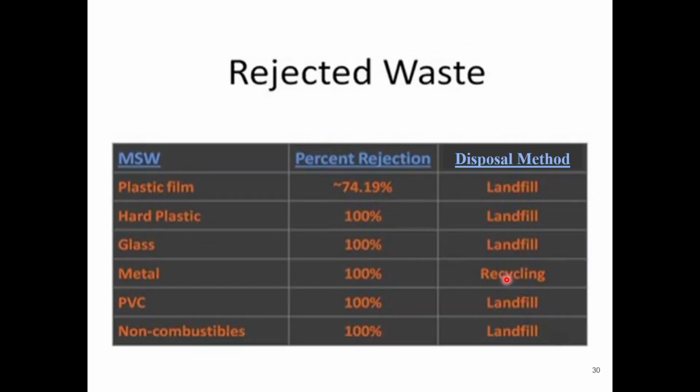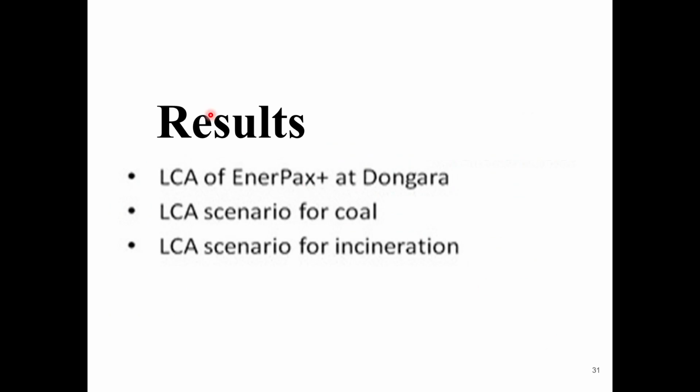So the rejected waste, if you see, the plastic film, the percent rejection is 74.19%, and the disposal method is landfill. The hard plastic is 100% landfill, glass 100% landfill, metal 100% is recycled, PVC polyvinyl chloride 100% landfill, and non-combustibles 100% landfill.